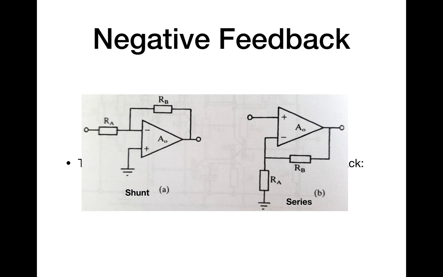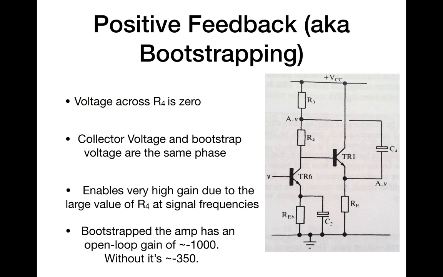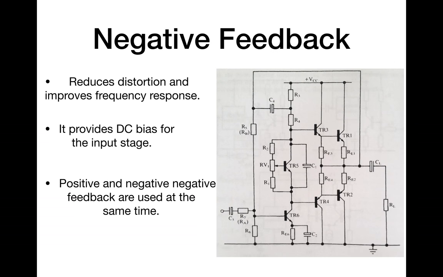negative feedback that we're so bent on adding is really going to help us out. It's going to reduce distortion, and it's going to improve frequency response, low and high, and it's actually going to reduce output resistance too. So these 0.47 ohm resistors we added are going to affect the output even less than they did before. And it's going to provide a DC bias stabilization for the input stage. So it's going to just help so much.